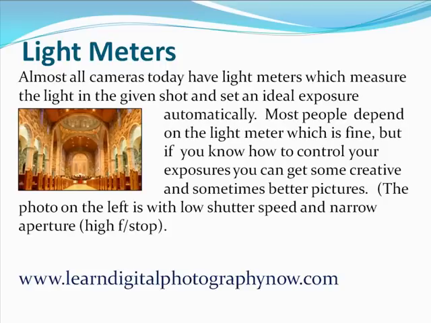Today, almost all cameras have light meters that are built in. They measure the light in the given shot and set an ideal exposure automatically. Most people depend on the light meter, which is fine. However, if you know how to control your exposures, you can get some great pictures. For example, the photograph on the left is with a low shutter speed and a narrow aperture using a high f-stop.